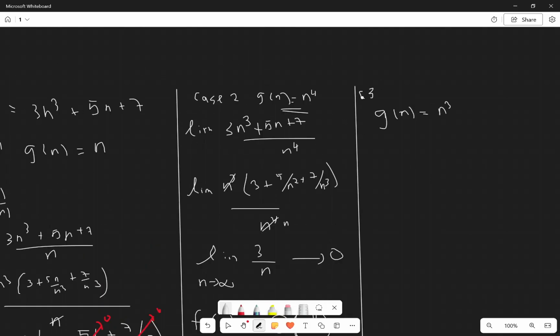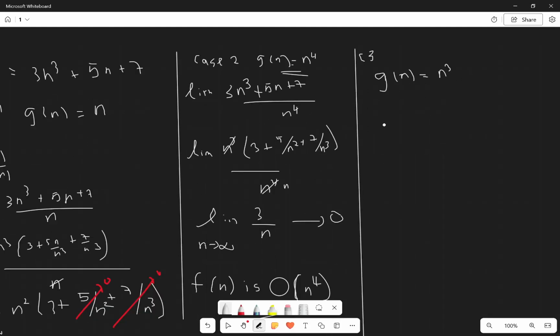All right. So in this case 3, we have g(n) as n cubed. So it should be the limit of 3 to the power of n cubed divided by 5 and divided by 7.